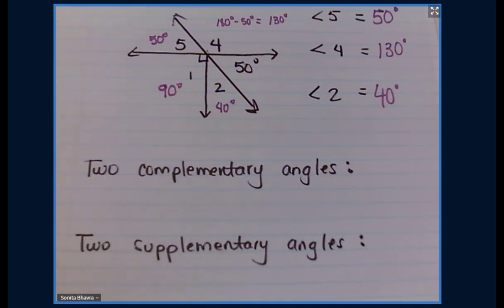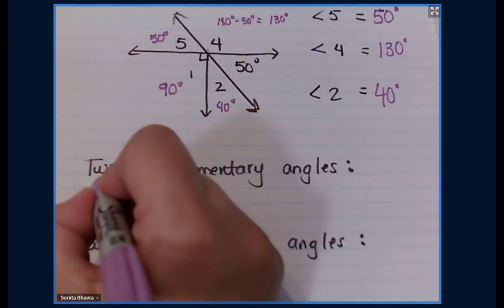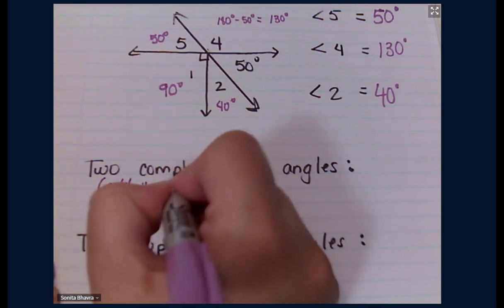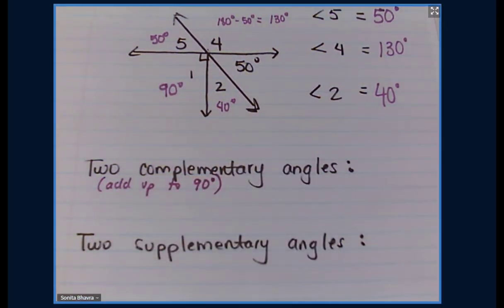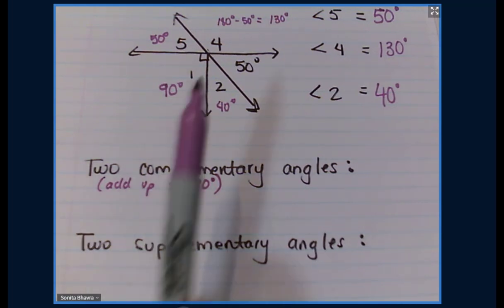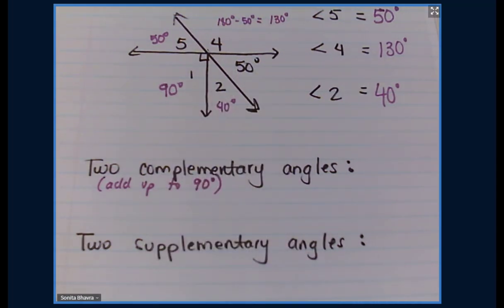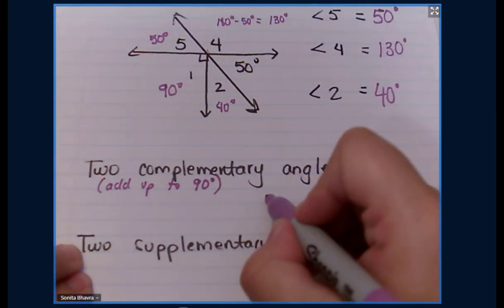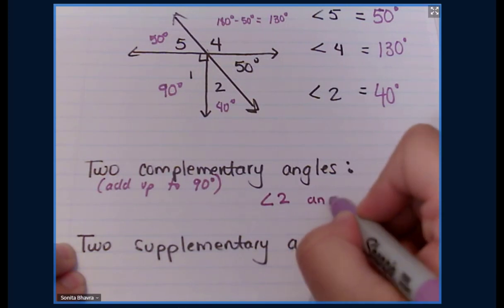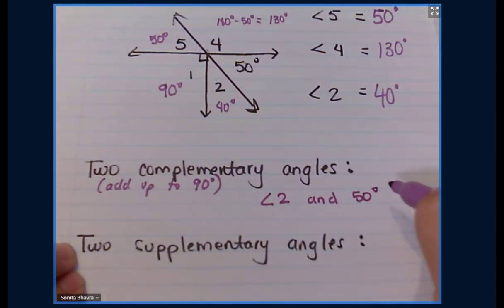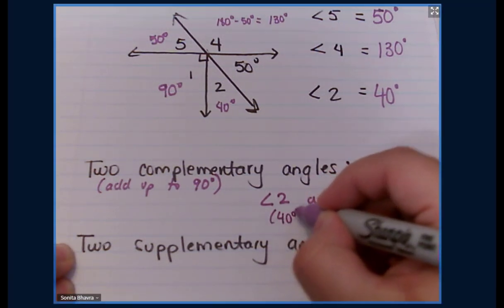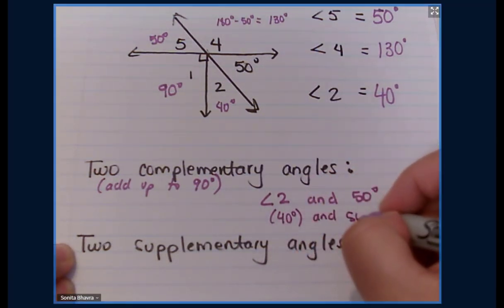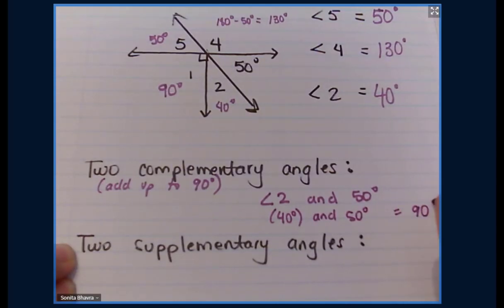So next, two complementary angles, we know that they're going to add up to 90 degrees. We can say 50 degrees and angle 2 are two complementary angles. So I'm just going to use angle 2 and 50 degrees. Remember that angle 2 is 40, so 40 degrees and the 50 degrees equals 90 degrees.